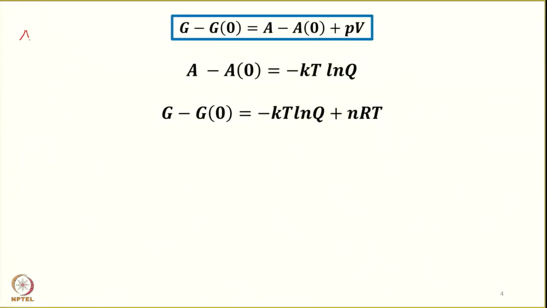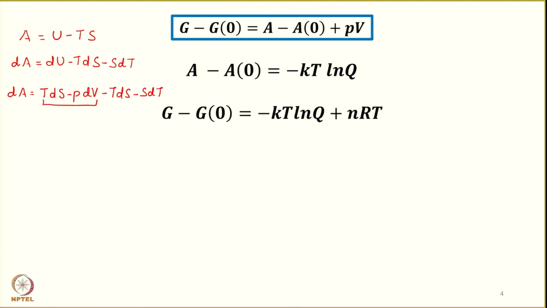If I start with A, A is the Helmholtz function or Helmholtz energy. A is equal to U minus TS. So I have dA is equal to dU minus TdS minus SdT, or dA is equal to TdS minus PdV minus TdS minus SdT. Right? This TdS minus PdV comes from dU. TdS, TdS cancel. So I have dA is equal to minus PdV minus SdT.